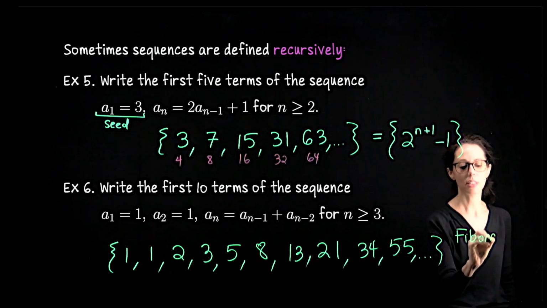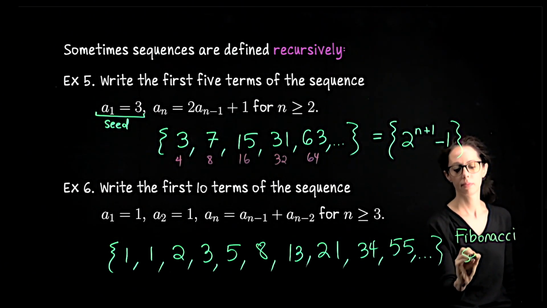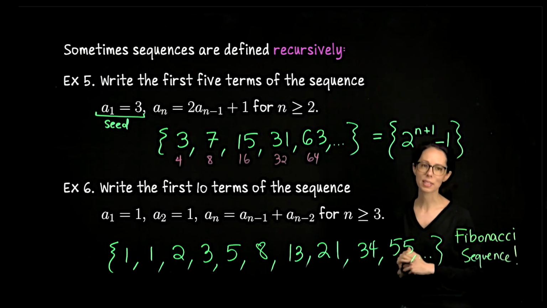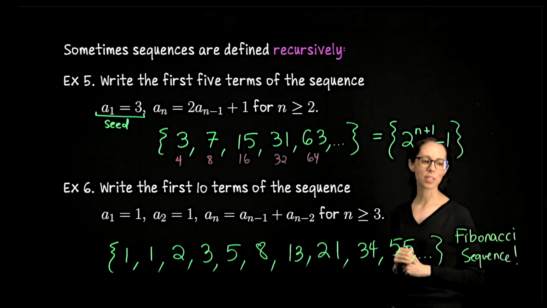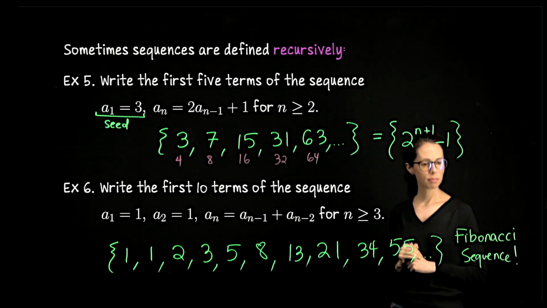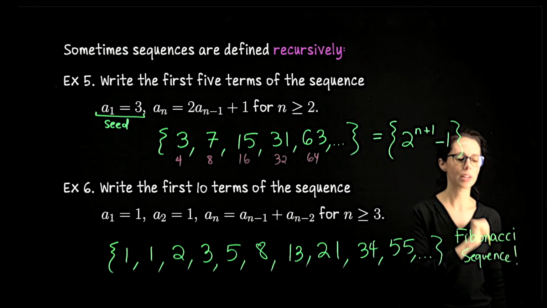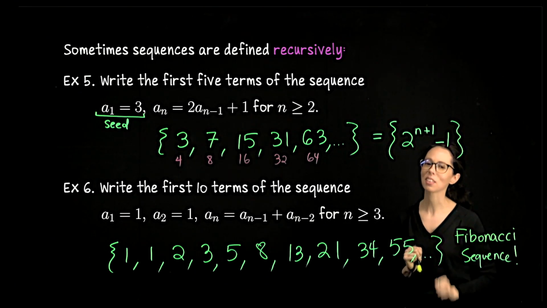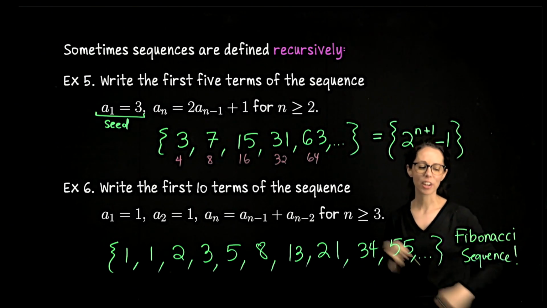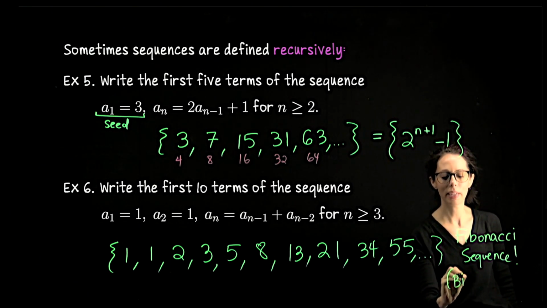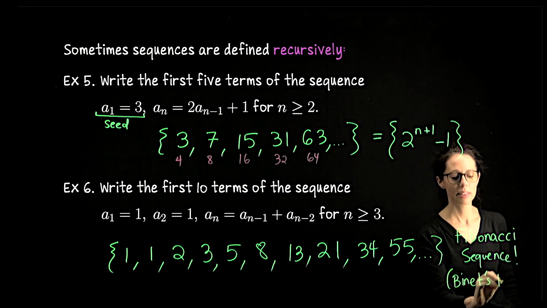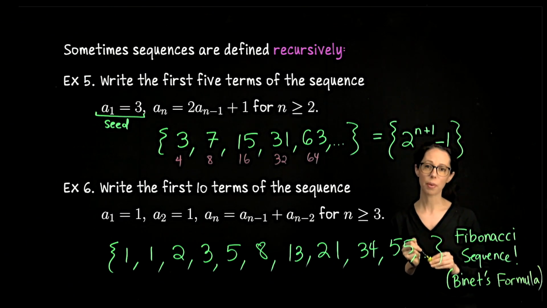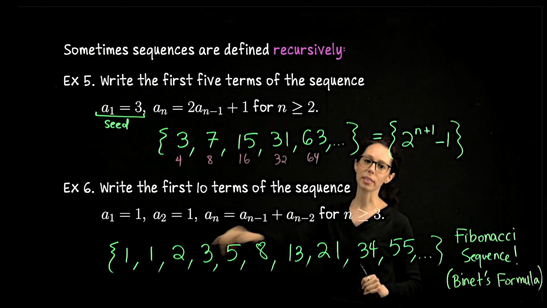This is the Fibonacci sequence. This is a famous sequence that goes back to the Middle Ages with Fibonacci. Did I spell that right? Yes, I think so. Fibonacci. Okay. If you're wondering if there's an explicit form like this for the Fibonacci sequence, there is, but it's a lot more complicated than this expression. If you're interested, you might want to look at Binet's formula. This gives you a specific way to calculate the nth term of the Fibonacci sequence without needing the preceding terms.